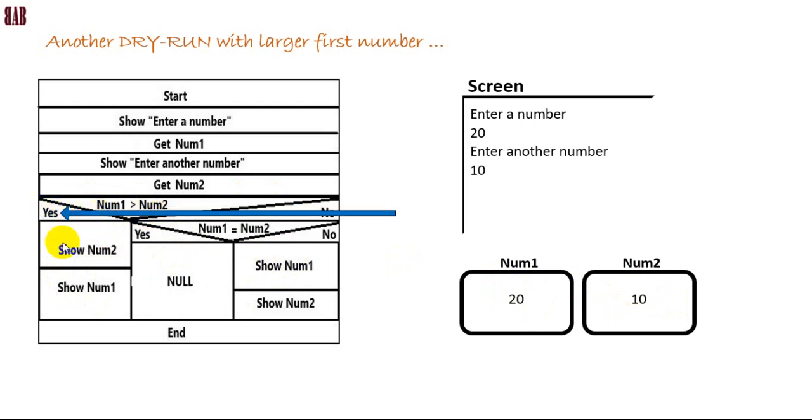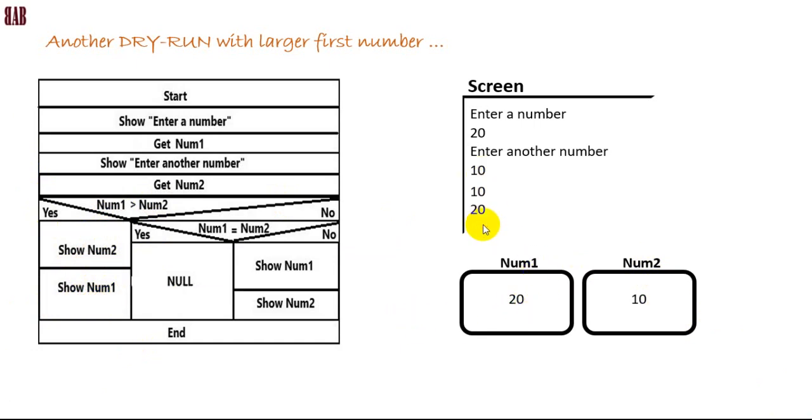So the yes side says display num2 first. Why? Because num1 is greater than num2, so we want to print the smaller one first. Num1 greater than num2 means num1 is actually a bigger number, so we want to print the lower number first. That's why we are printing num2 first. So num2 contains 10, and 10 gets printed. Then you go to the next line, show num1, which is 20, the higher number.